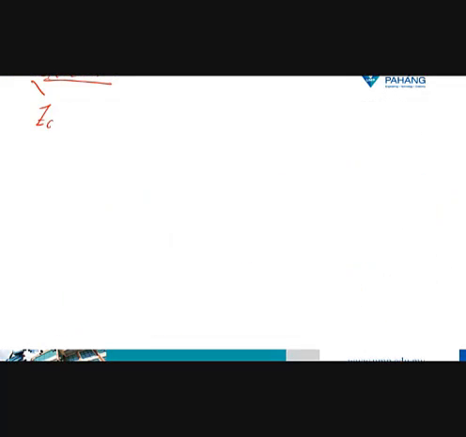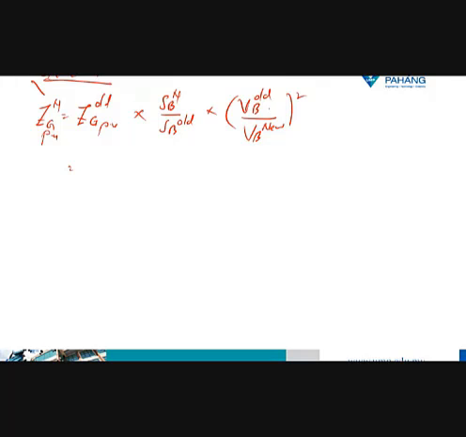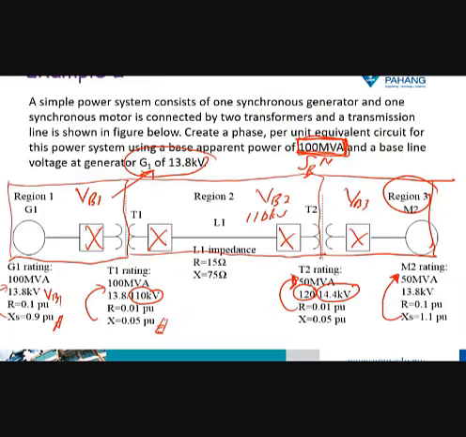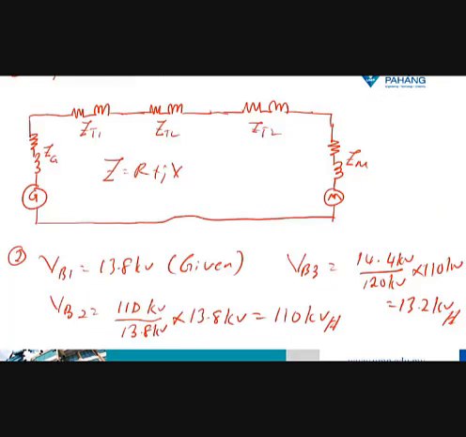So we have Z generator per unit new equal to Z generator per unit old times S base new over S base old, times V base old over V base new, squared. Z old is 0.1 per unit plus j0.9.